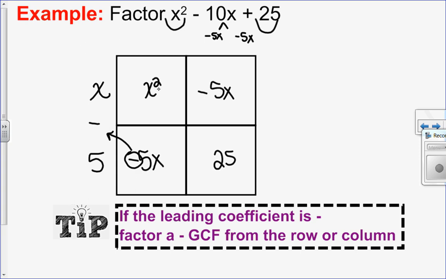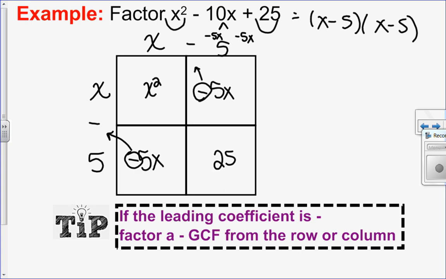Let's look at my columns now. So x squared and negative 5x have a common factor of x. My leading coefficient is positive, so I'm good. Negative 5x and 25 have a greatest common factor of 5, but because my leading coefficient is negative, I'll take out a negative 5. So I know that this factors as x minus 5 times x minus 5.